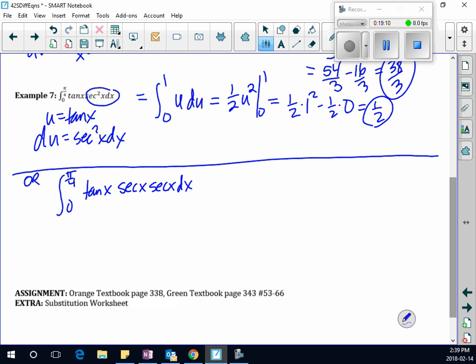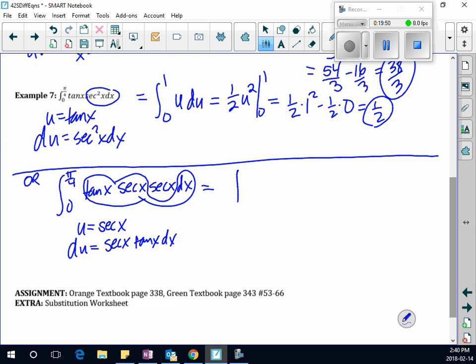So now, do you see that I could let u equal secant x, then du would be secant x tan x dx? Does everybody see? So there is that part, dx. And what is secant of 0? 1 over 1, so this would be 1.